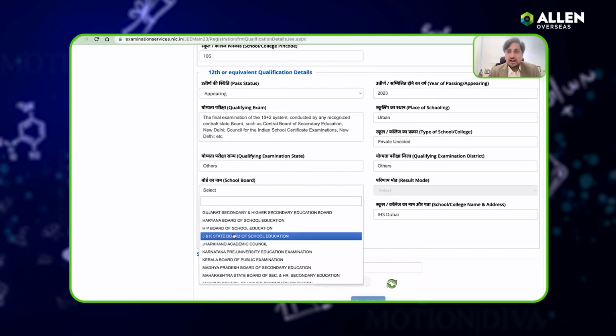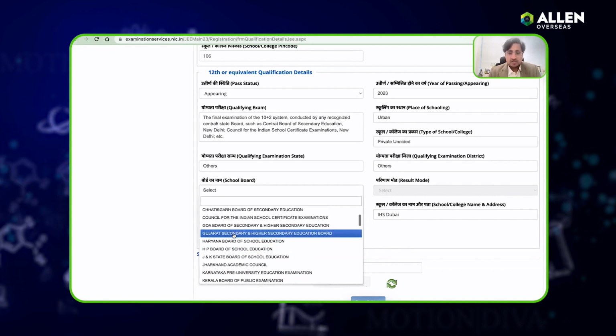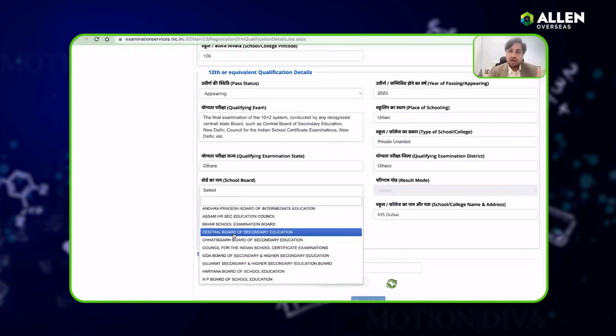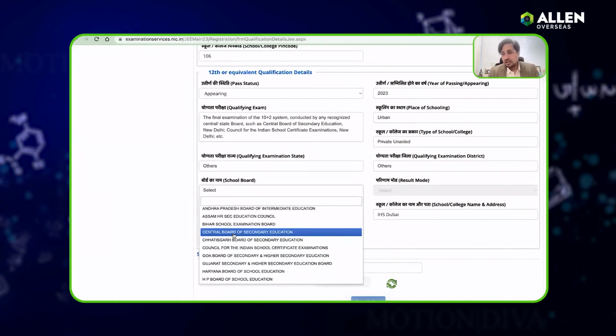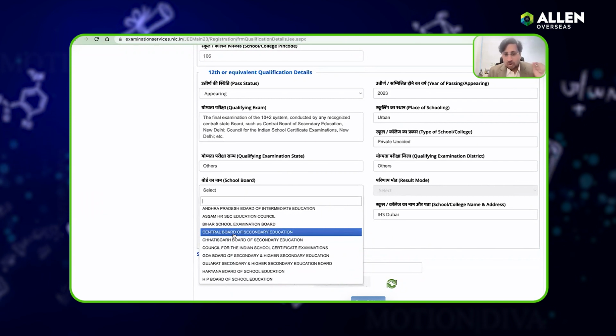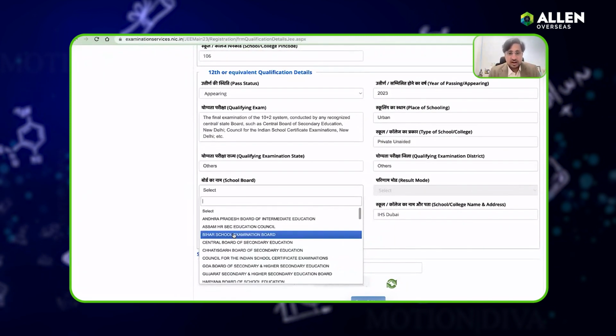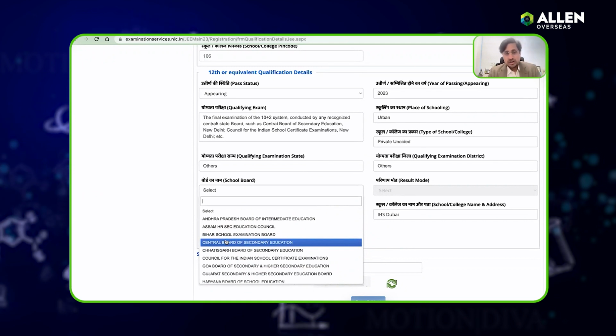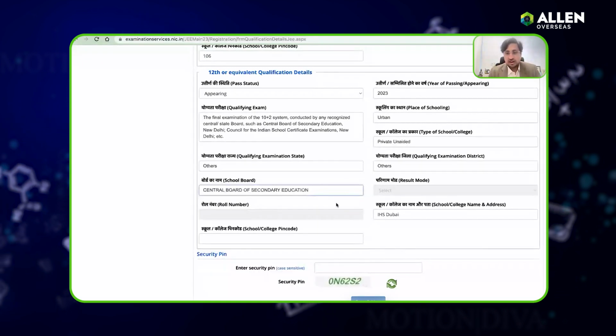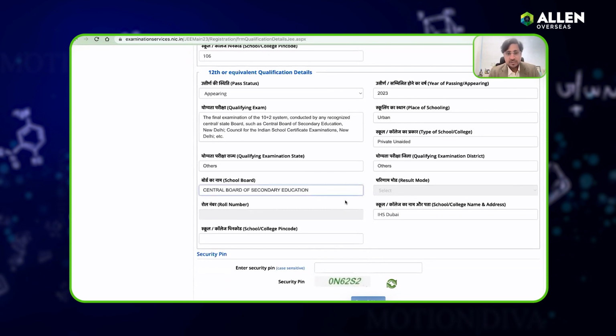That's why I am saying that within the next 5-6 days, fill it very cautiously. Take all your mark sheets before filling the form. Note down each and every aspect this is asking. And then since most of the students, I believe, belong to the CBSE curriculum, I have selected CBSE.